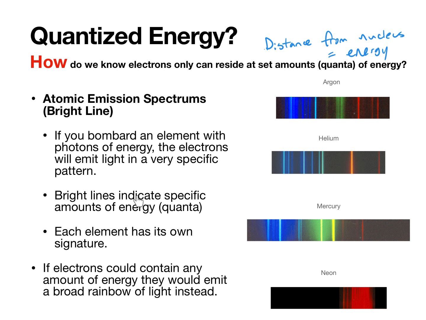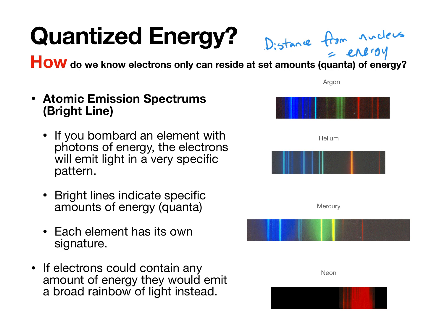These bright lines are assumed to be an electron, specifically one electron that is emitting energy at a specific wavelength based on how far it is away from the nucleus. And what's interesting is that no two elements are identical. Each element has its own signature light spectra.